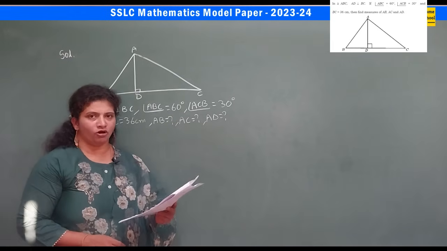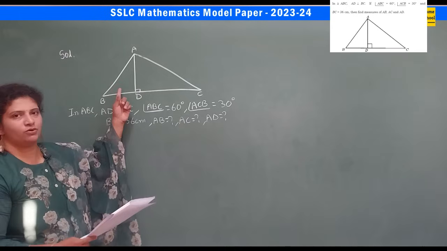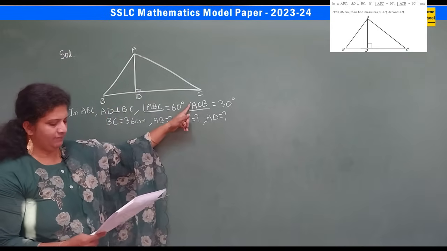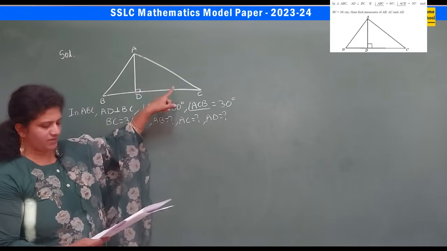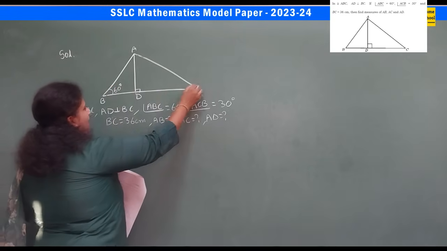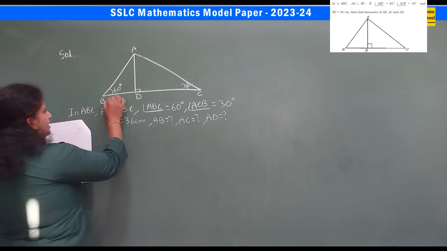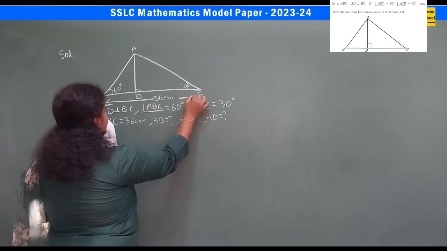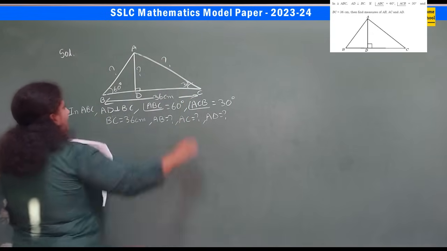In this, you have one more OR problem. Let's see the question. In triangle ABC, you can see the figure over here. AD is perpendicular to BC and angle ABC is equal to 60 degree. Angle ACB is equal to 30 degree. This is 60 degree and this is 30 degree. And BC is equal to, from here to here, it is 36 centimeter. Find the measure of AB, AD and AC.